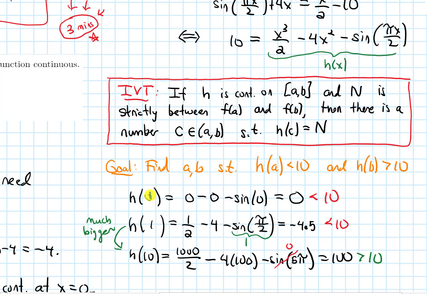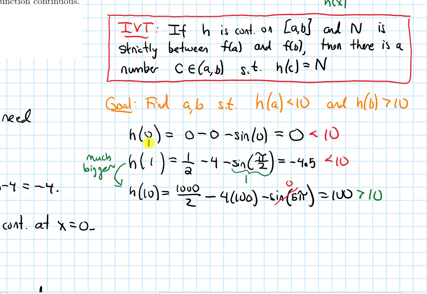We've found a number that I can plug in to get an output that's less than 10, and a number I can plug in to get an output that's bigger than 10. In fact, I have two inputs, 0 and 1, that give an output less than 10. So I could use 0 and 10, or I could use 1 and 10. Maybe let me just use 1 and 10, because that's a little bit narrower of an interval, so it lets me be a little bit more precise about where the root is.